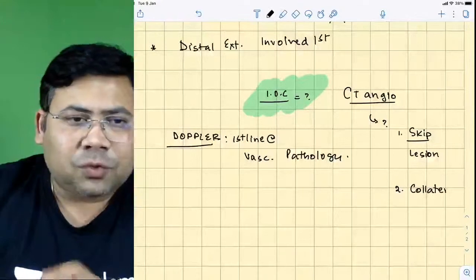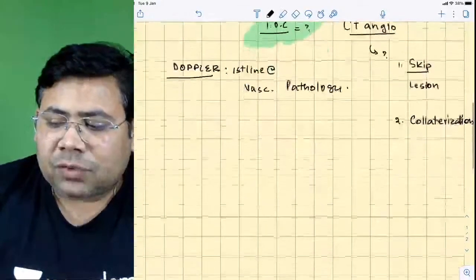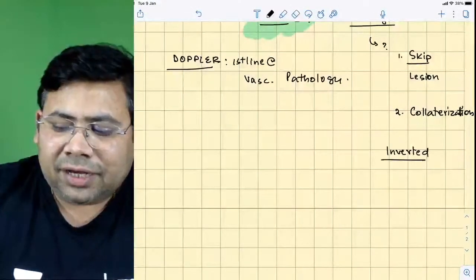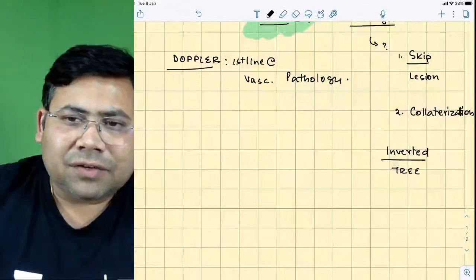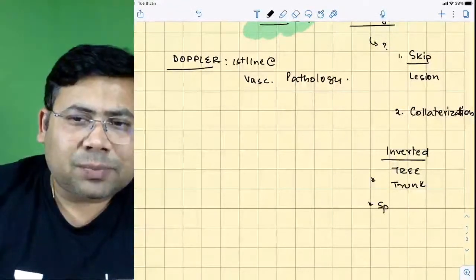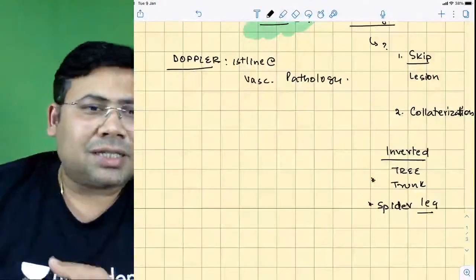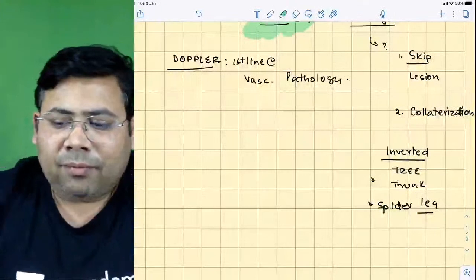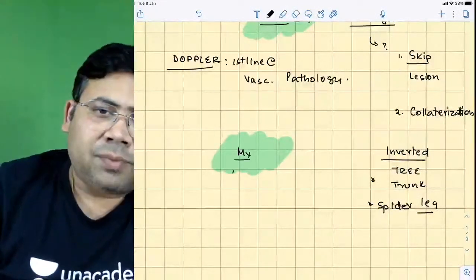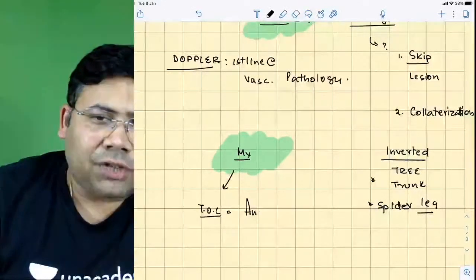And what sign do you see? So collateralization is seen, and because of this you see an inverted tree trunk appearance. Yes, you can also see a spider leg appearance. All these things are to be seen. Remember, when we talk about management, the treatment of choice is amputation.